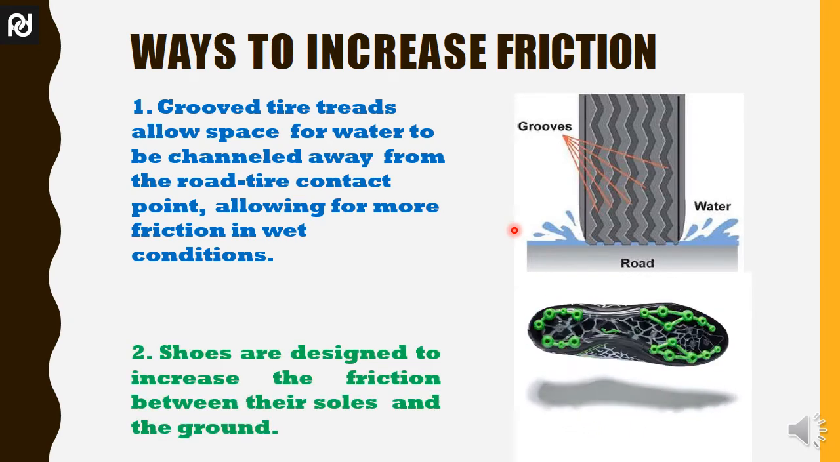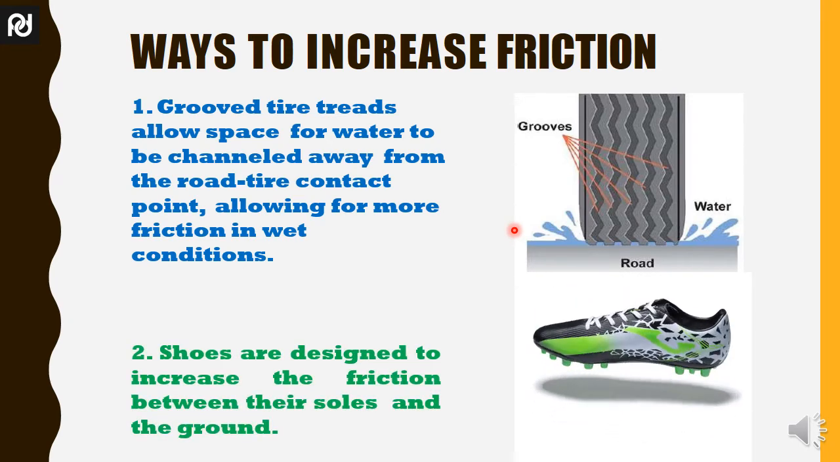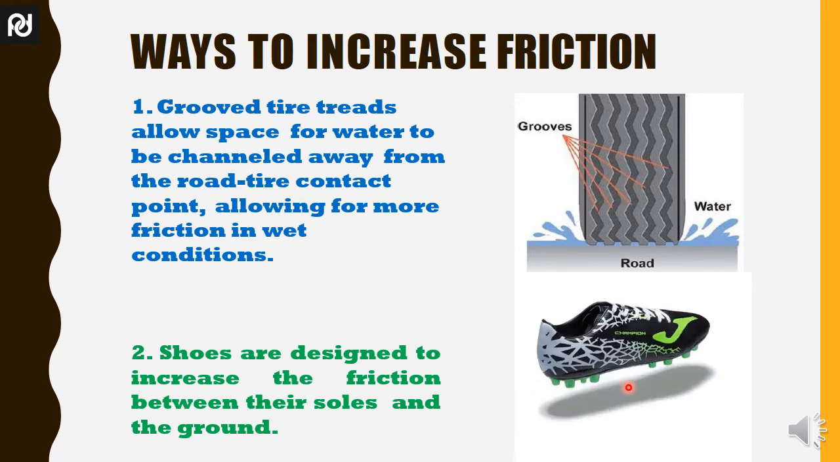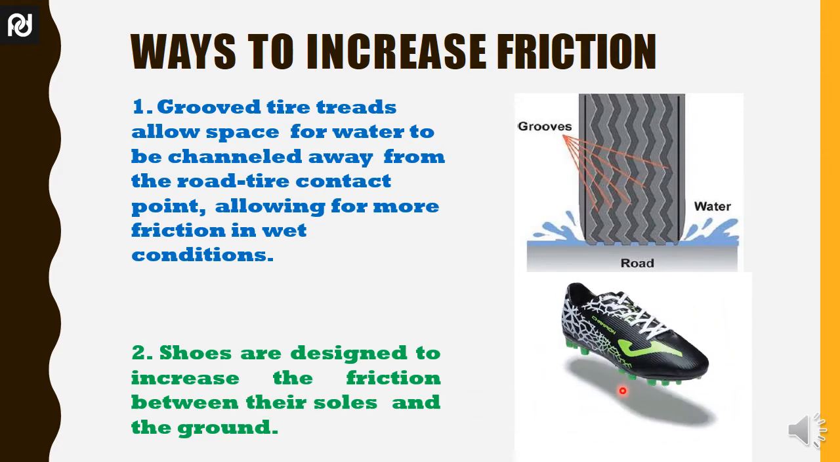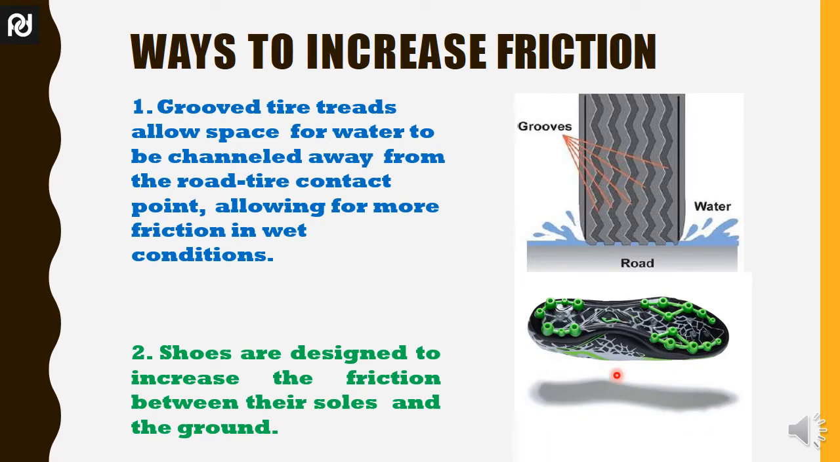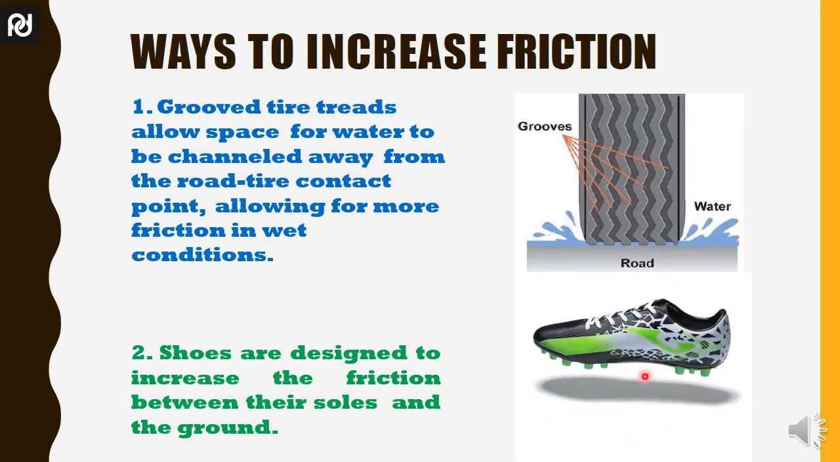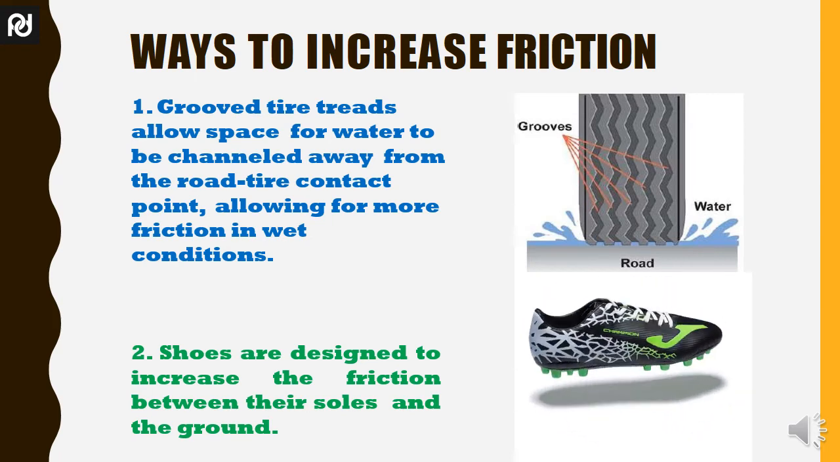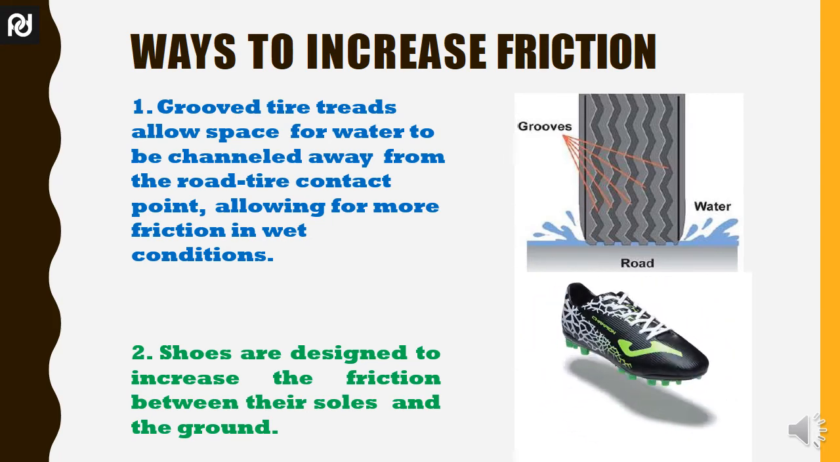Number 2 is the shoes are designed to increase the friction between their soles and the ground. As you can see, typical shoes which is used for playing football are having a different pattern compared to the normal casual shoes that we are having. Why? Because to get a better grip on the ground.